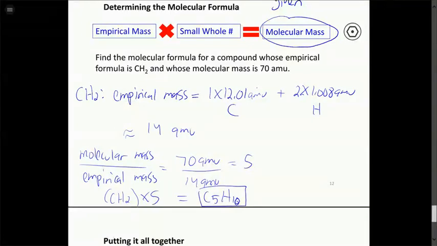Alright, so once you have the molecular mass in concert with the empirical formula, you can find out what it is.